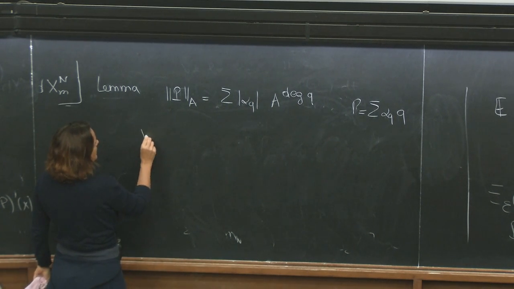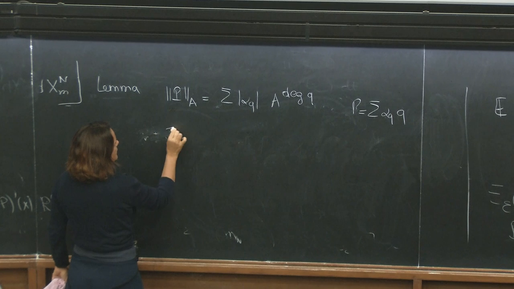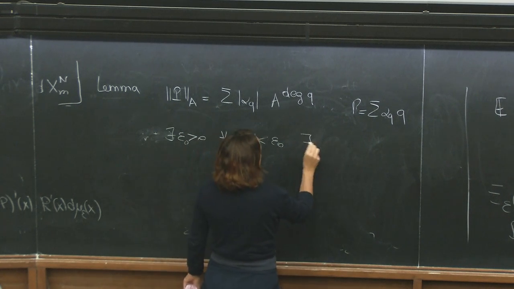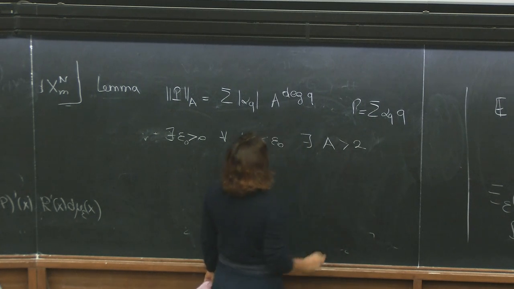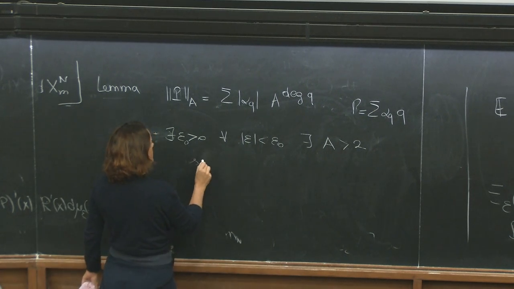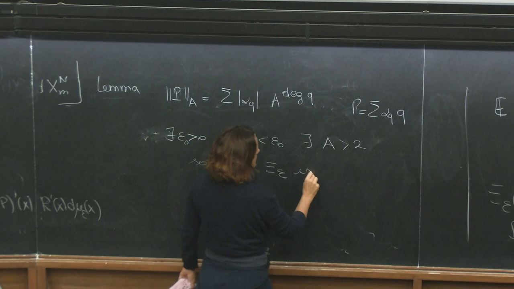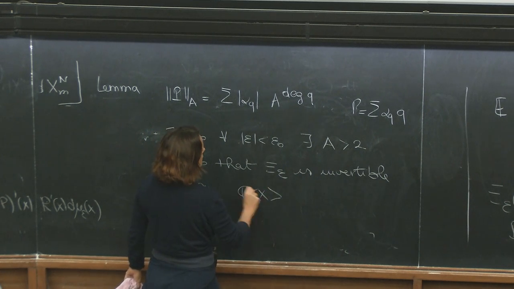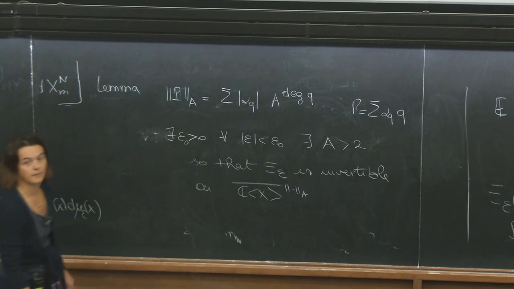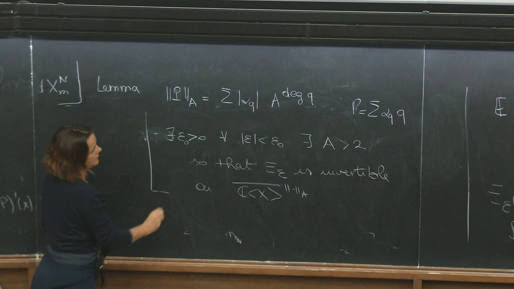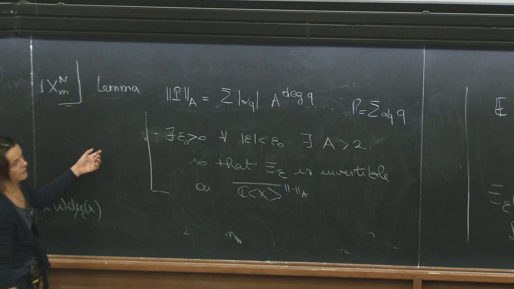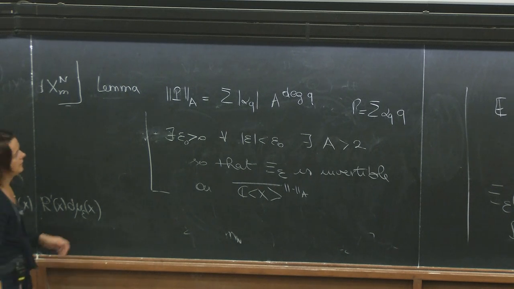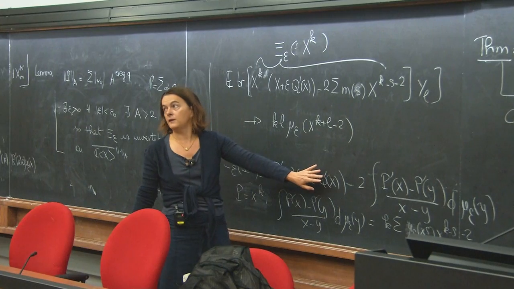And so the theorem will be that there exists ε_0 positive, so that for all ε smaller than ε_0, there exists A, typically greater than 2, such that ψ_ε is invertible on the closure of the polynomials by this norm. I'm not going to do this computation because it's done in the notes, in the more general case of several matrices. And for this case of one matrix, I will show you a much more elegant proof tomorrow.